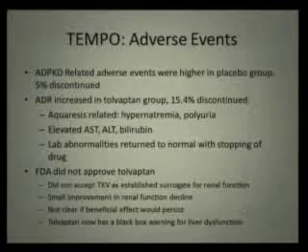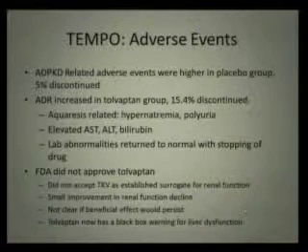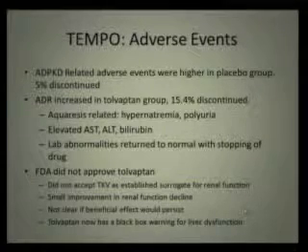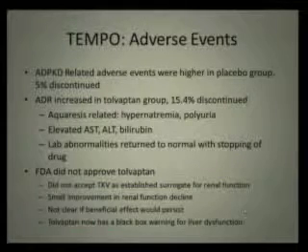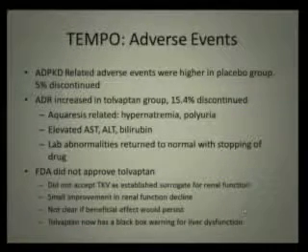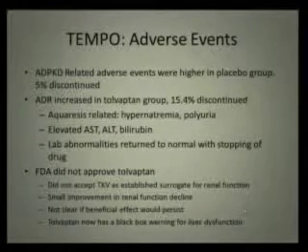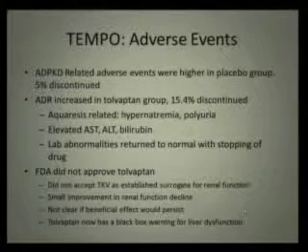Now, the FDA looked at these results and thought about it, and they did not approve tolvaptan for treatment of autosomal dominant polycystic kidney disease. And one of their main reasons was they did not accept total kidney volume as a surrogate marker for renal function. So they needed more than just total kidney volume to let them know that tolvaptan was effective in treating this ADPKD.